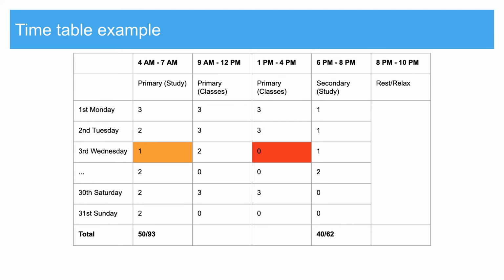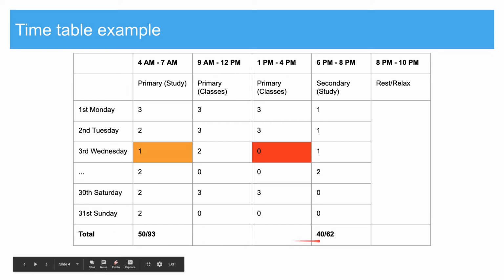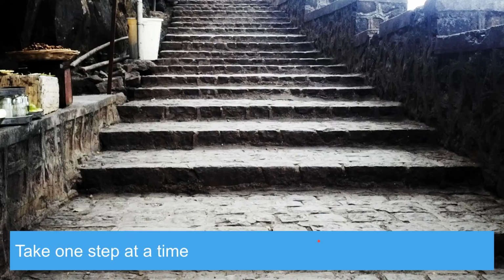So in the beginning, I would say don't really try to achieve your timetable 100%. Don't try to achieve 100% efficiency. It may never be possible to achieve 93 out of 93, or 62 hours out of 62 hours that you planned earlier. But in the beginning, try to take some baby steps and try to improve your efficiency week by week. And even if you're able to achieve 70 to 80% or even more efficiency, then I think it is a very good number.